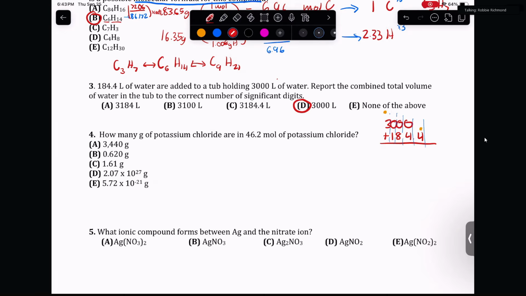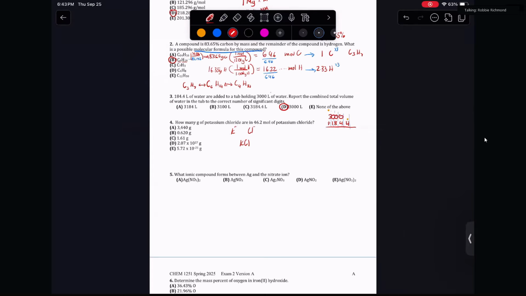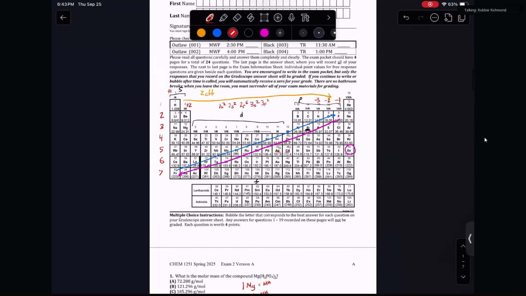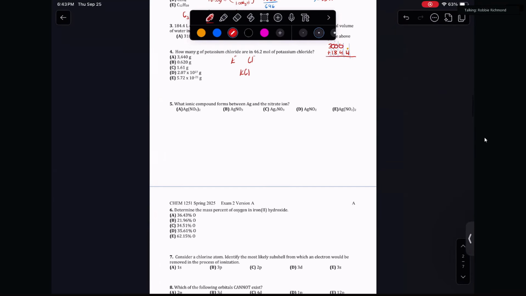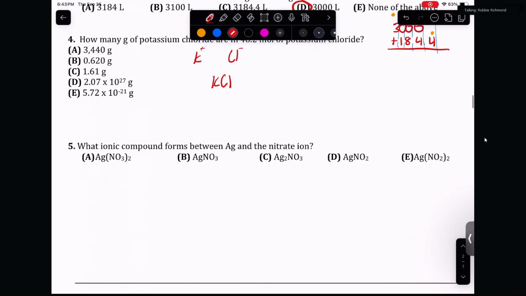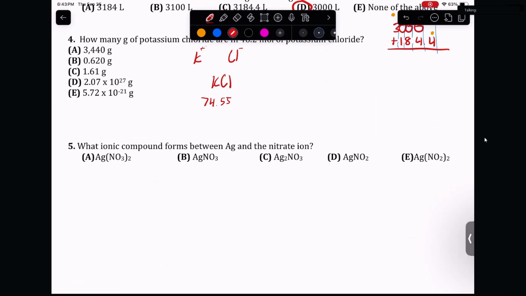Alrighty, potassium chloride. How many grams of potassium chloride are in 46.2 moles of potassium chloride? Potassium, K, has a positive charge. Cl has a negative charge, so our ionic compound would just be simply KCl. To figure out the molecular weight of this, we would just add the molecular weights of potassium and chlorine. So 39.1 plus 35.45, I get a molecular weight of 74.55 grams per mole.